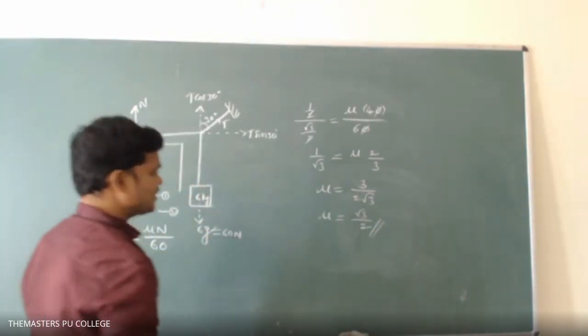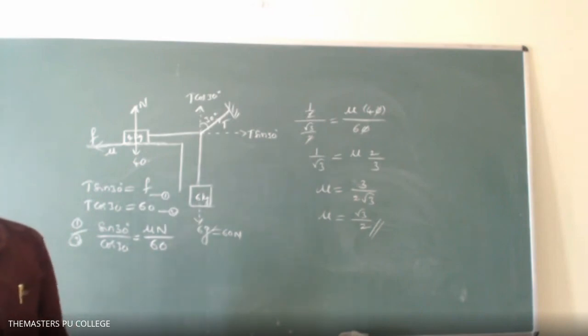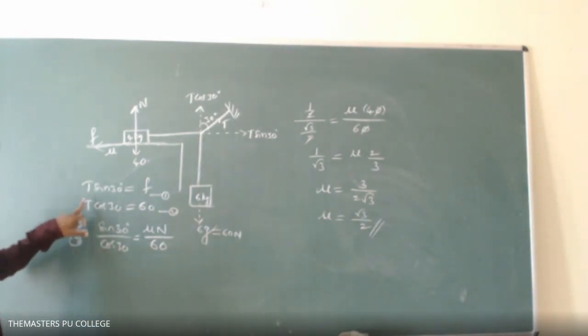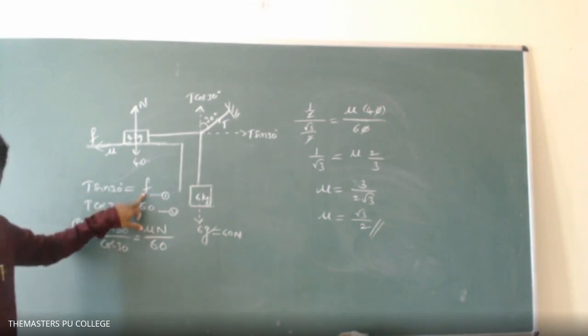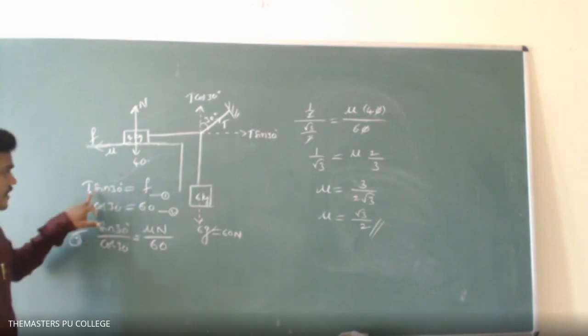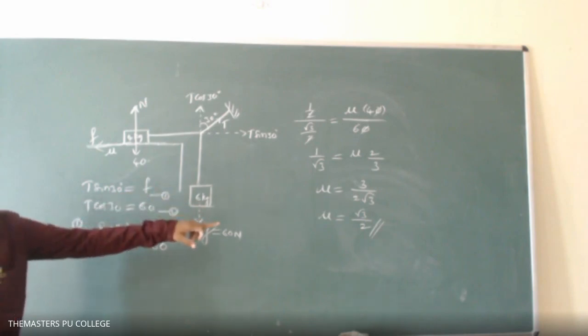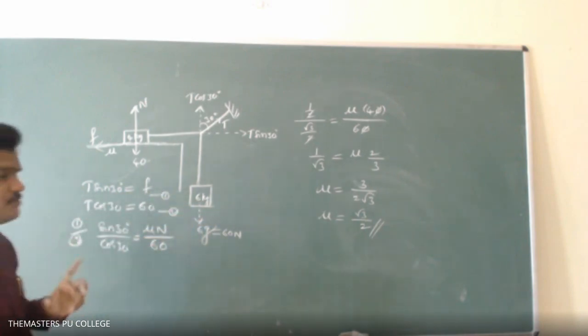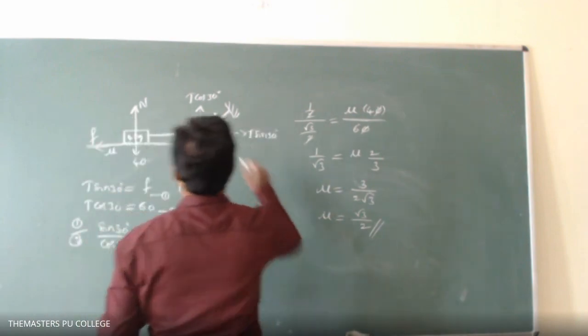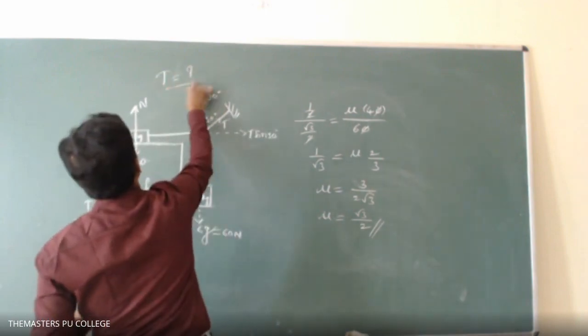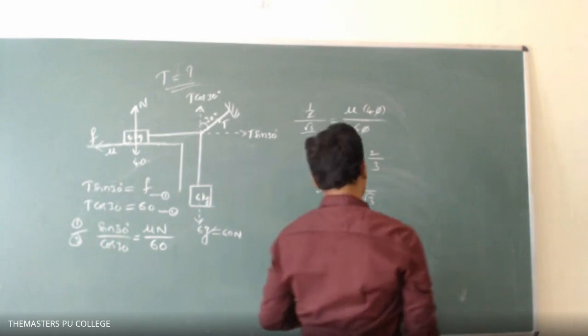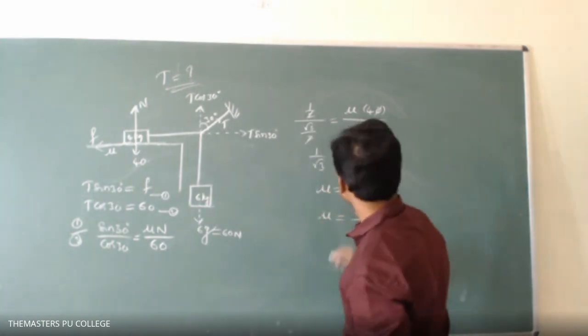If they ask you to find the tension, is it possible to get the tension in the string? Yes, sir, using T sin 30 is equal to F. T into 1 by 2 is equal to mu N. Mu we just got. Tell me, can anyone give the tension? 20 root 3. Very good.